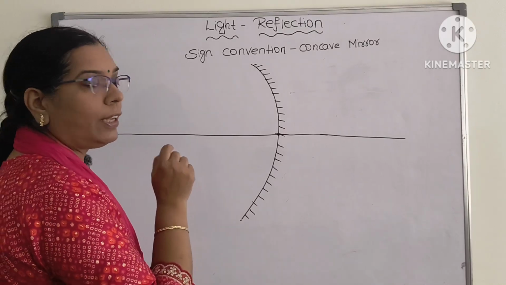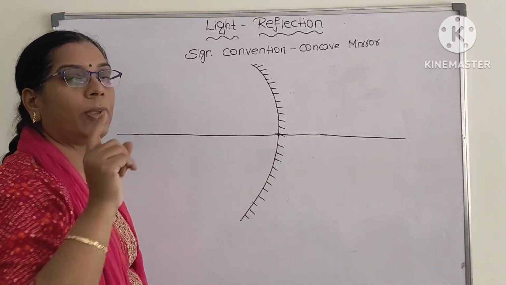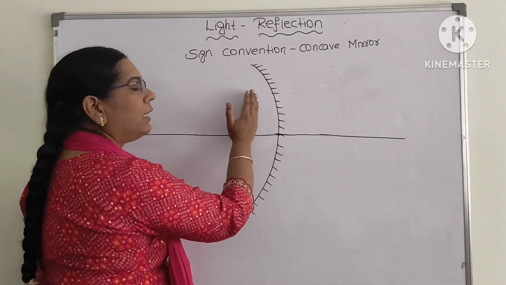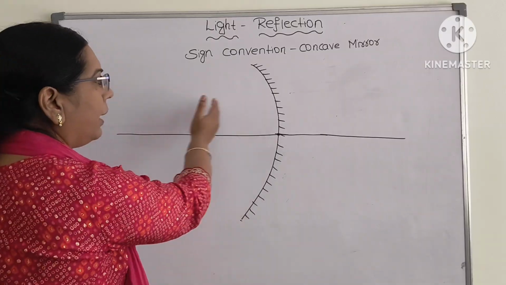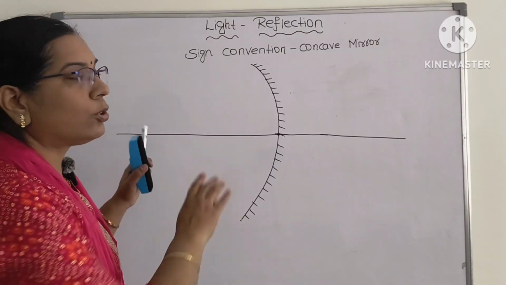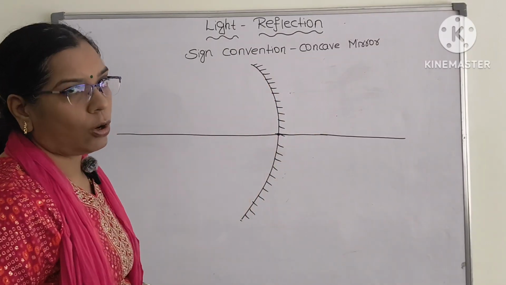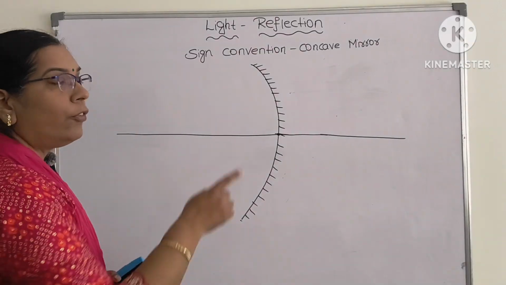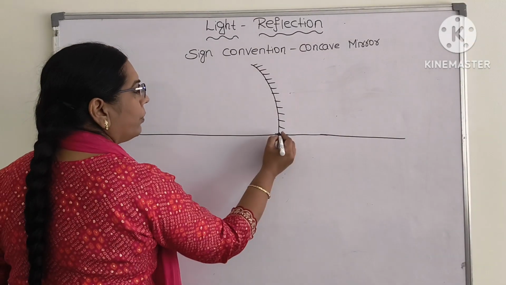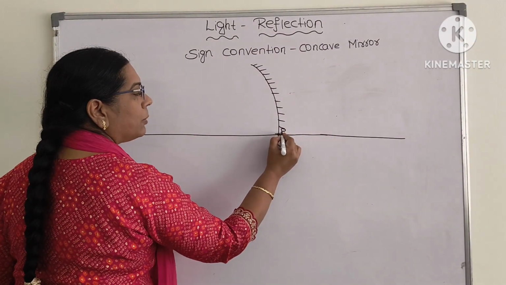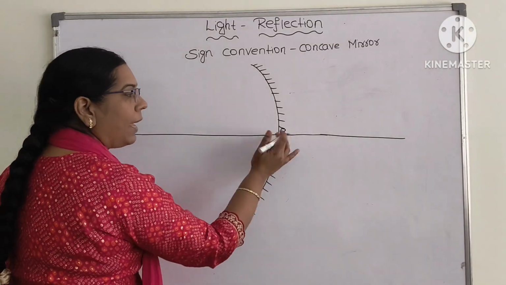The moment I say concave mirror, you have to draw the concave mirror, the first rule. Always the reflecting side should be directed towards the left side. So do not draw it in the opposite direction. And then for a concave mirror, this part will be called the pole.